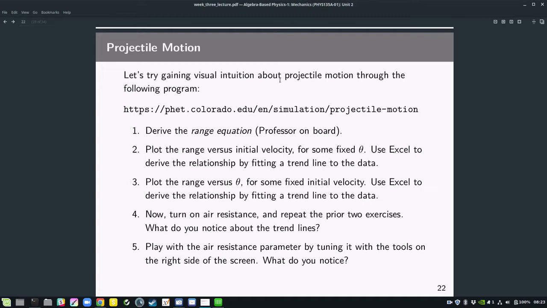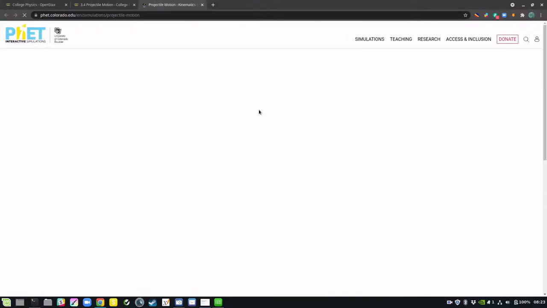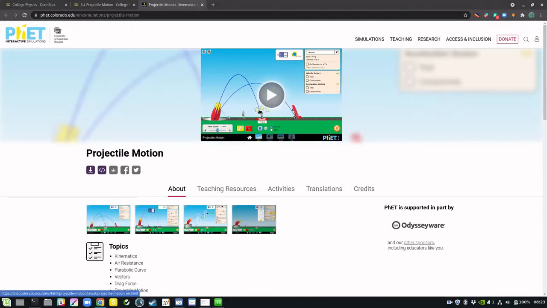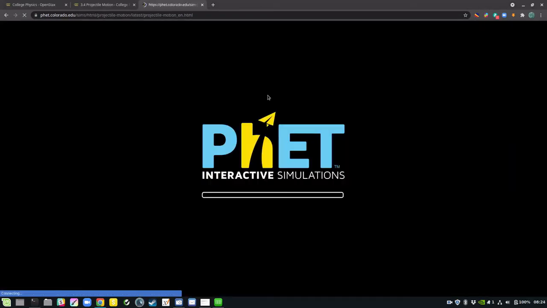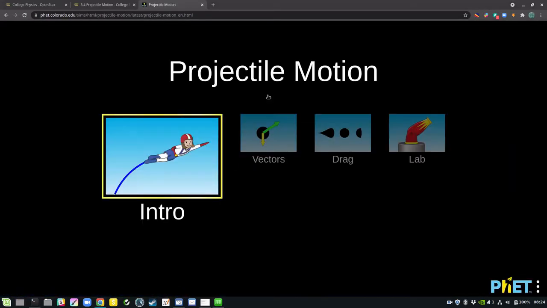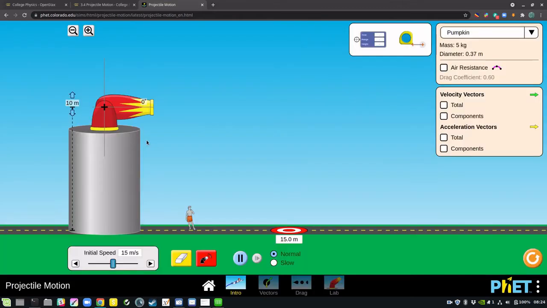Let's try gaining visual intuition about projectile motion through the following program. If you click on this link, it will take you to the PHET simulator for projectile motion. Clicking play will load the following four tabs. There's intro, vectors, drag, and the actual lab. So intro will allow you to explore the tools.